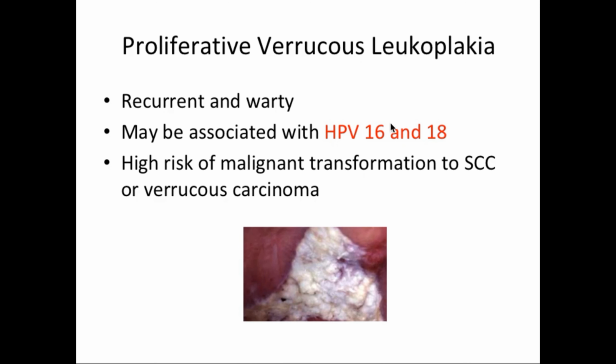You may find interesting, 16 and 18 are also the two highest risk HPV strains for developing cervical cancer. So they're high risk, dangerous strains of HPV. And it also has high risk of malignant transformation to squamous cell carcinoma, SCC, or verrucous carcinoma. And we'll talk about both of these in the next video.